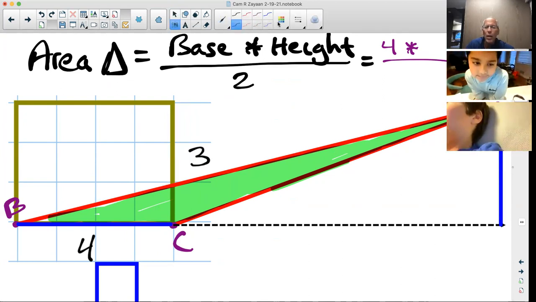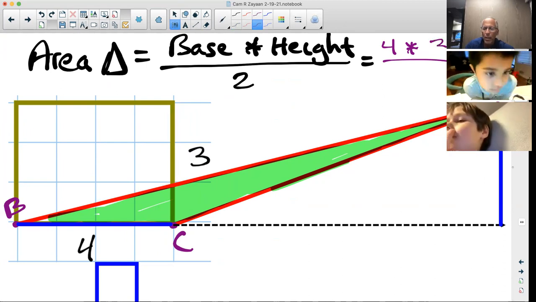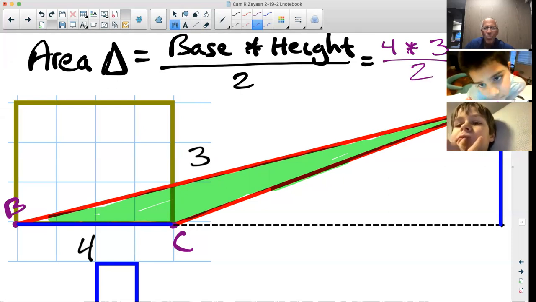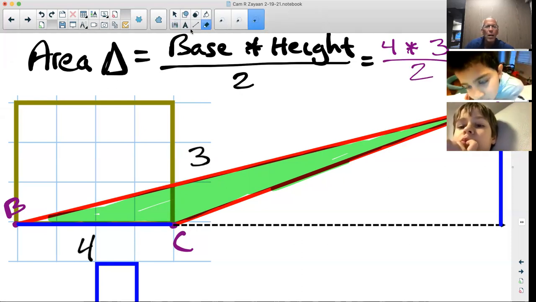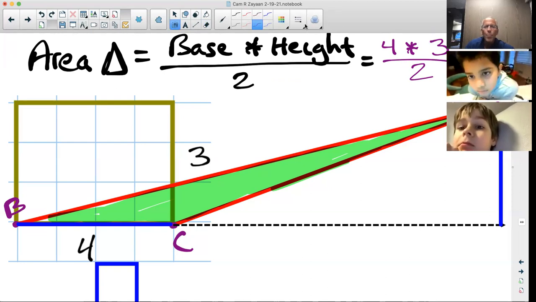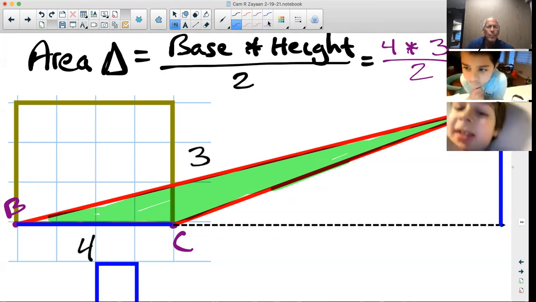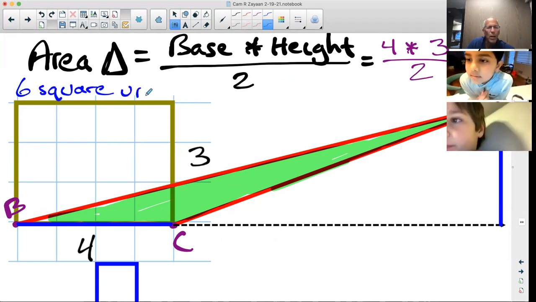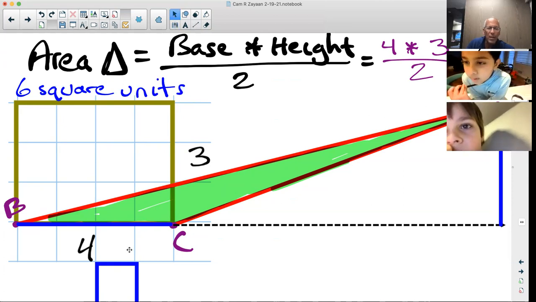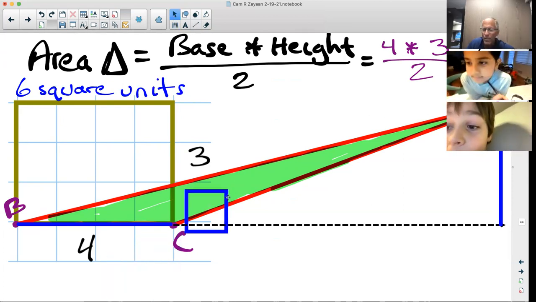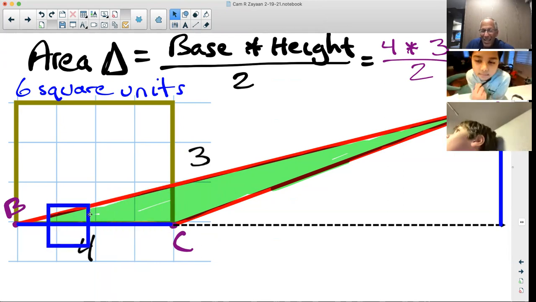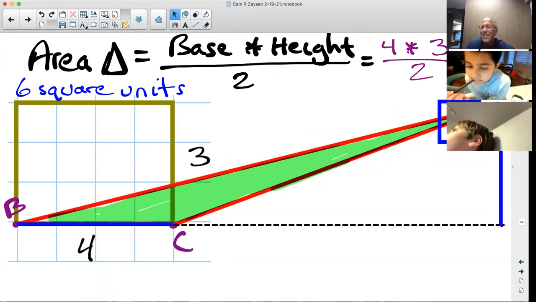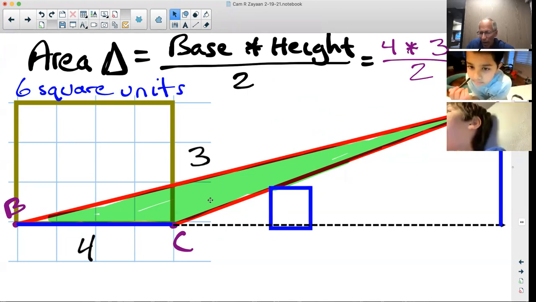And when you multiply, you're not going to believe this, Cam. If you multiply 4 times 3 and then take half of it, what do you get? 6. Of course, but we don't answer 6 for area. We would say 6 square units. And guess what, guys? Zayaan, you started out with 22. You went down to 10. This only represents 6 of these squares.